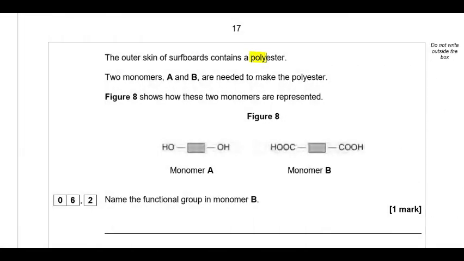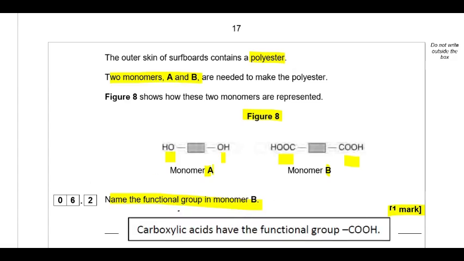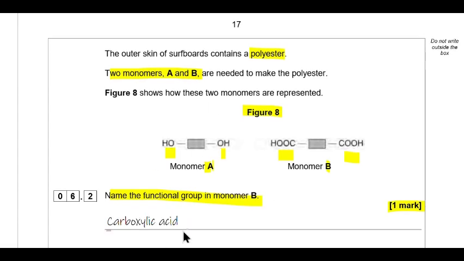Over the page, the outer skin of surfboards contains a polyester. 2 monomers, A and B, are needed to make the polyester. Figure 8 shows the 2 monomers. Here we've got monomer A with this OH group here and here. And then we've got monomer B with the COOH group either side. Question 6.2. Name the functional group in monomer B for 1 mark. A COOH, this is a carboxylic acid. Remember this from your revision notes. For 1 mark, we write in the space provided carboxylic acid.